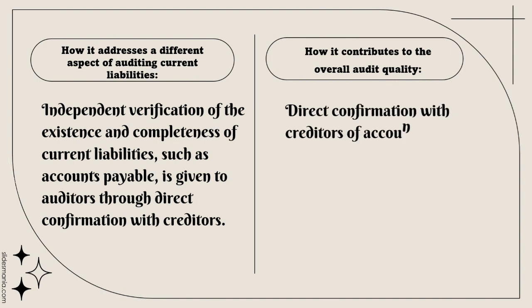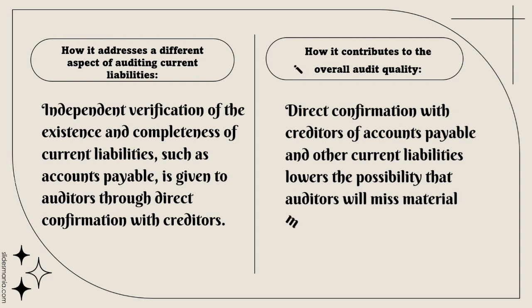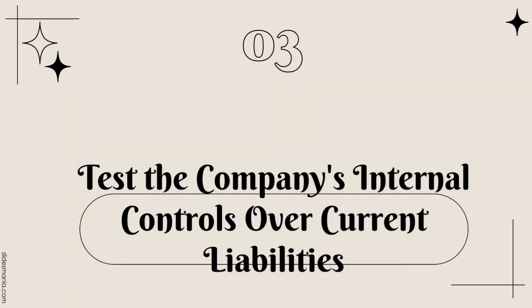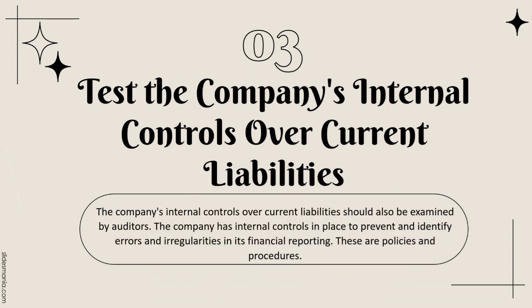Direct confirmation with creditors of accounts payable and other current liabilities lowers the possibility that auditors will miss material misstatements in these accounts. Test the company's internal controls over current liabilities. The company's internal controls over current liabilities should also be examined by auditors. The company has internal controls in place to prevent and identify errors and irregularities in its financial reporting.